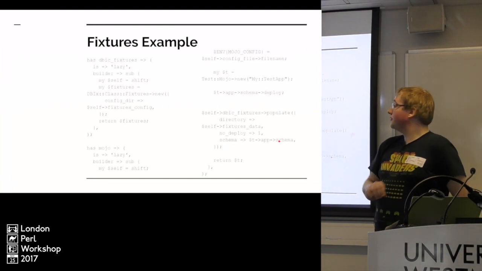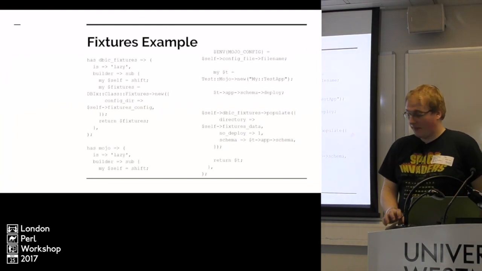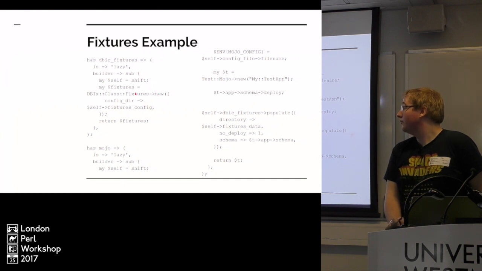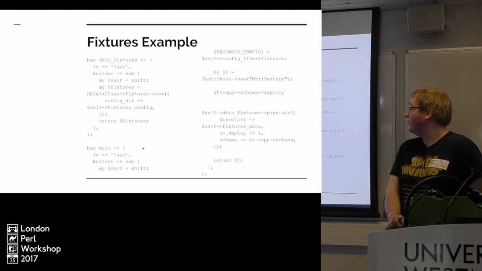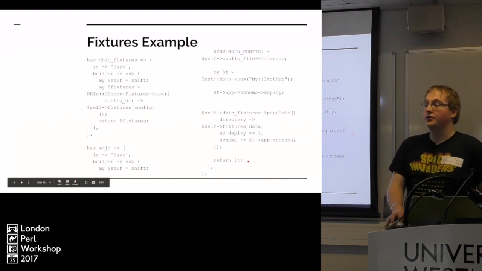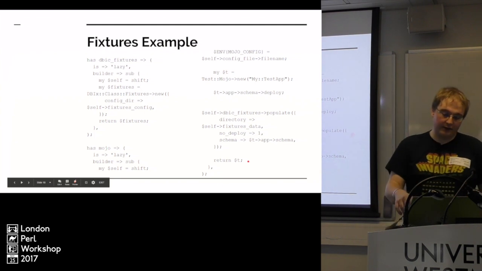Then we just create the DBIT fixtures attribute. Populate the DBIT. So this is again in your framework. Create a new DBIT class fixtures. Pull out the config dir for it. Return your fixtures object, and then in your Mojo bit, you deploy your database, and then you populate from your fixtures dir with that schema, and then return your test Mojo, and you have a database up and running, done, with all your data in.